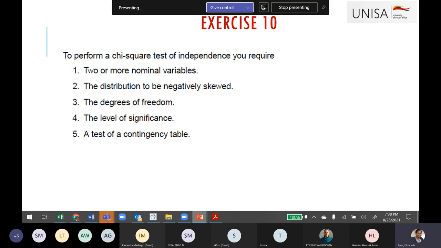To perform chi-square test of independence, you require 2 or more nominal variables, the distribution to be negatively skewed, the degrees of freedom, the level of significance, a test of contingency table. I think we did discuss this. No, it was a horrible question. I still don't like it. Yeah, I remember that. We need a contingency table in order for us to test the chi-square for independence.